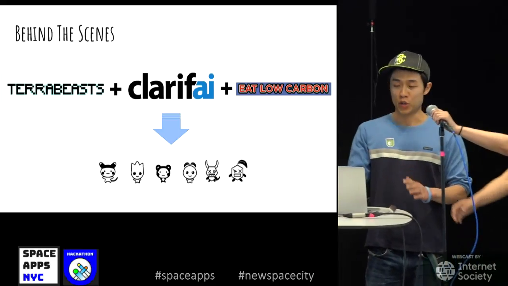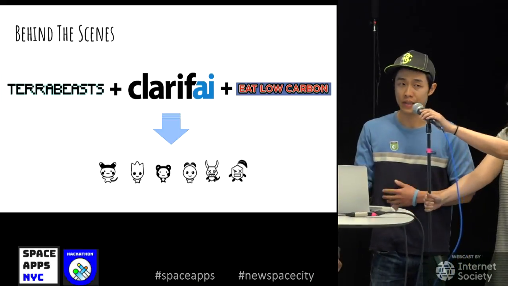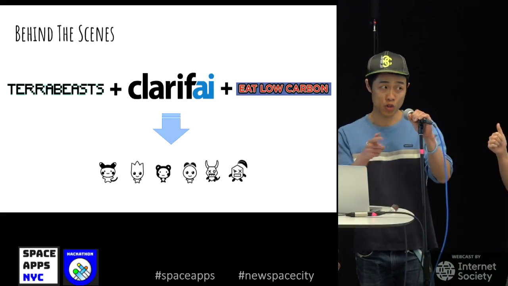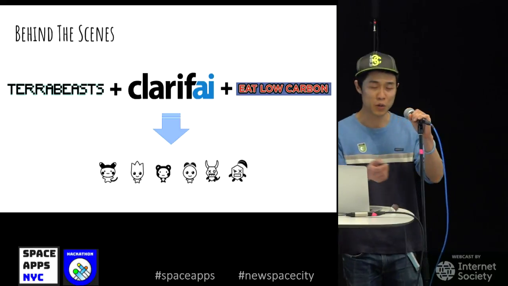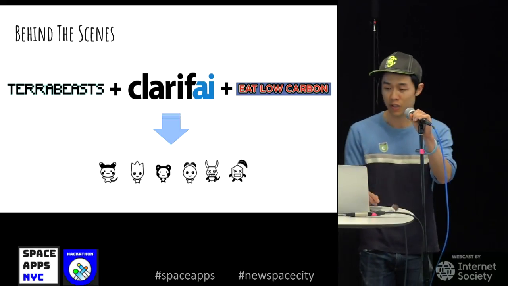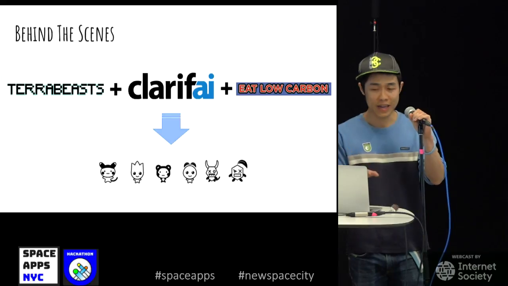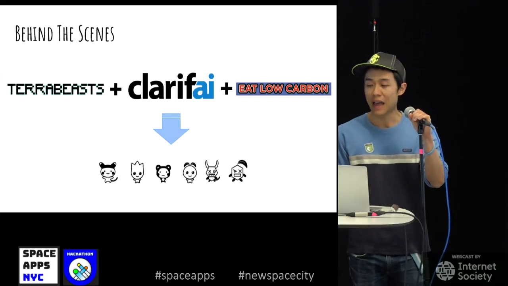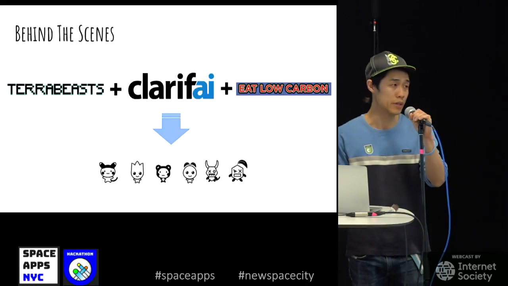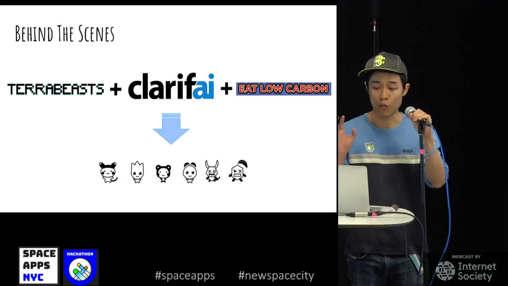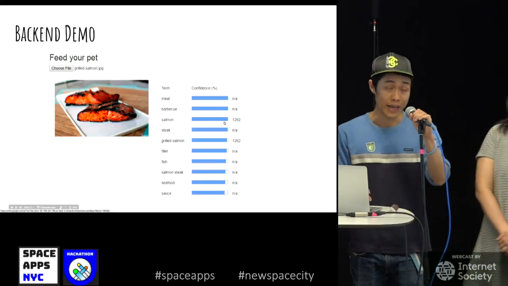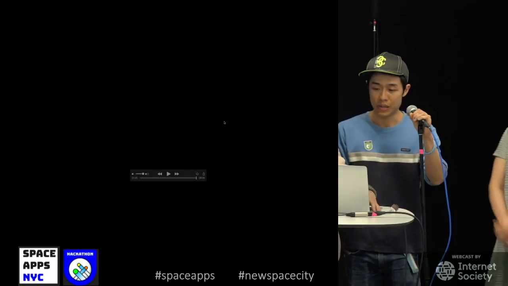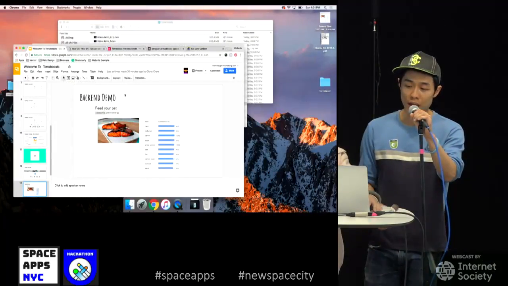One big difference between regular video games and Terra Beasts is that we are actually putting the data from you, yes, you, the players. Everyone loves selfies, right? Taking photos of your food, lunch, dinner, breakfast, whatever. We make use of that data and pass it to Clarifai, and also put in the score of the carbon footprint from Eat Low Carbon. We use all this information to determine which monster you will get, or Terra Beast. Here is a quick demo of how it works on the back end.